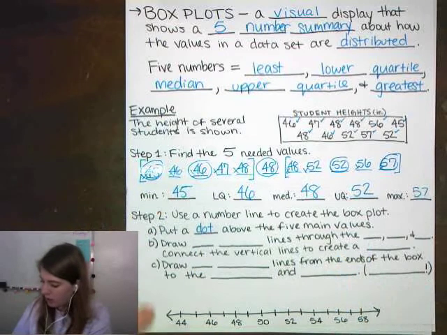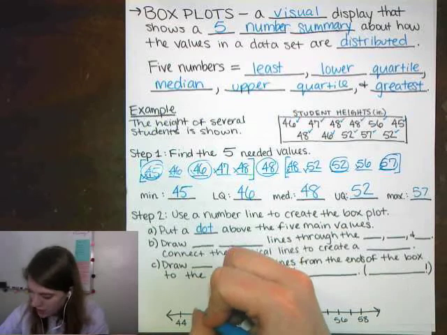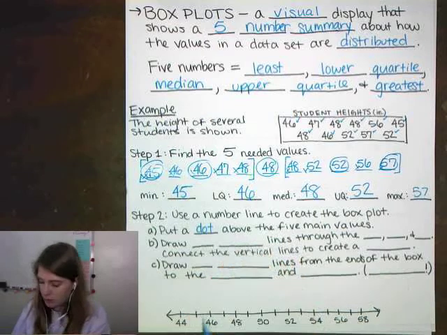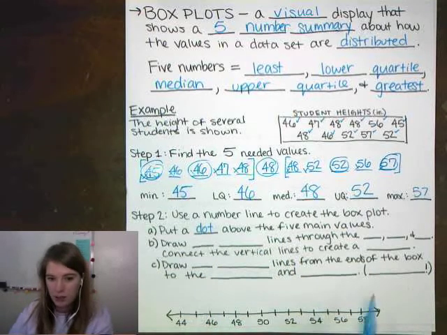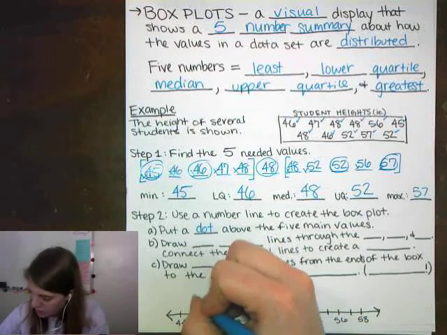So 45, if we're counting by 2s here, we know that 45 is going to be right between 44 and 46. Don't put it down close to the line. You can't really see that. Don't put it down close to the line. You need to put it up a little bit higher, and you'll see why when we draw the rest of it.